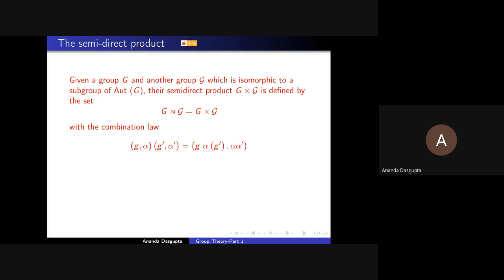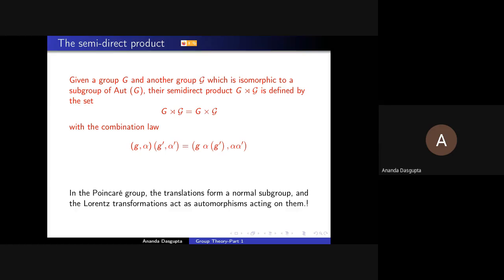In our example of Lorentz and translation, can you tell me which one is capital G and which is curly G? Yes, sir. So curly G, the Lorentz group, will be isomorphic to a subgroup of automorphisms of the 4-vector space. So capital G is translations actually. Yes, capital G will be translation, and curly G will be the Lorentz group, because it's isomorphic to operations which act on capital G.